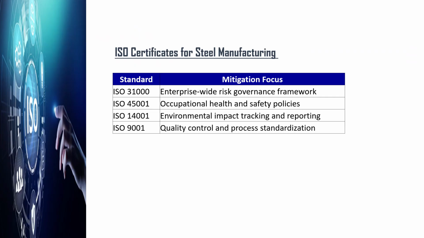Here we will show some ISO certificates applicable to our business as steel manufacturing, and they will help us with risk mitigation and risk management as well. ISO 31000 is related to the governance framework. ISO 45001 is related to health and safety. ISO 14001 is environmental impact tracking and reporting. ISO 9001 handles quality control and standardization.